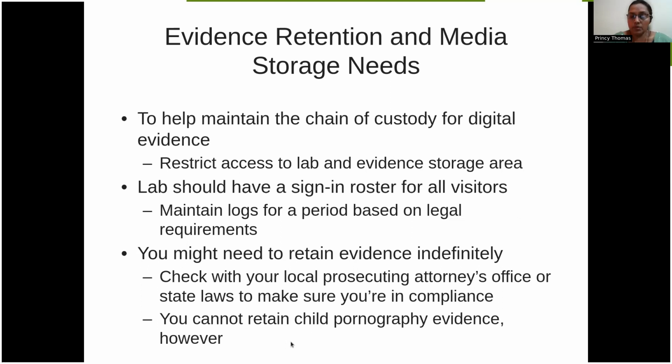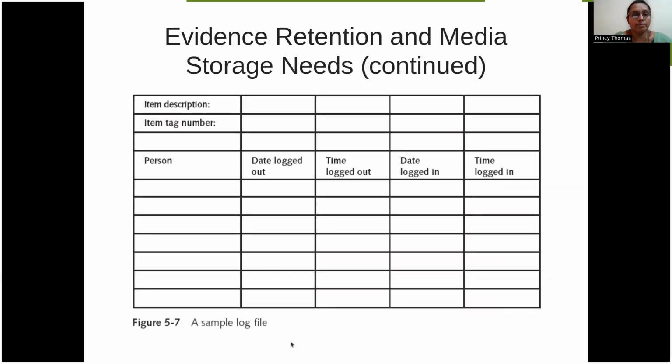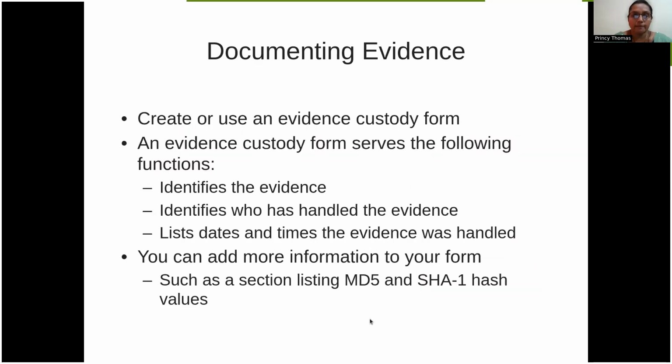Okay. This is an example of a sample log file. So the item and the item tag will be there. And then the person who is taking it out, the date the item was logged out, the time the item was logged out, then the date and time that the item was logged back in.